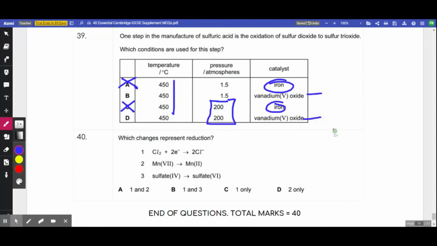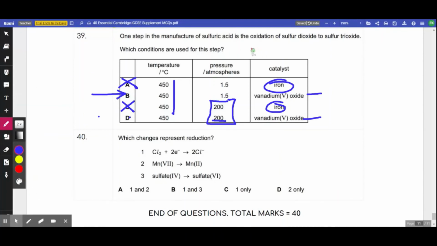Vanadium(V) oxide is definitely the catalyst to go for. So it's either between B and D. So it's all about pressure. And it just so happens that the correct answer is B. We actually keep the pressure at 1.5 atmospheres. So the correct answer is B. The most popular mistake was actually D. People thought that 200 atmospheres was the right answer, but unfortunately it was not.